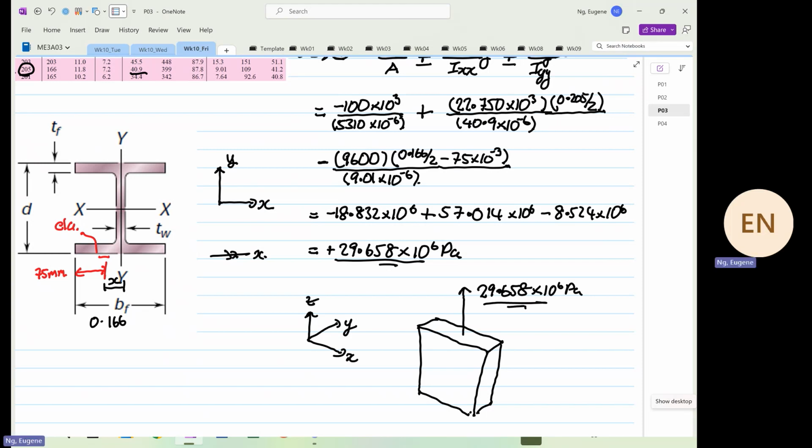A student asked, do we need to consider buckling for element A region? The answer is no, for element A. Are we clear? Because we are having tension. Okay.